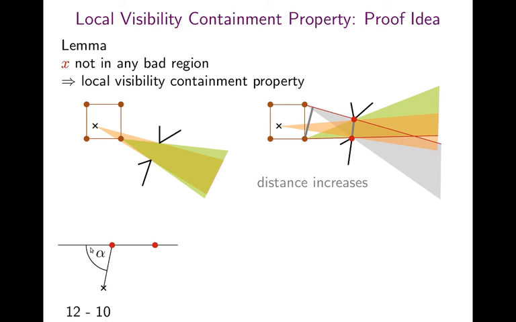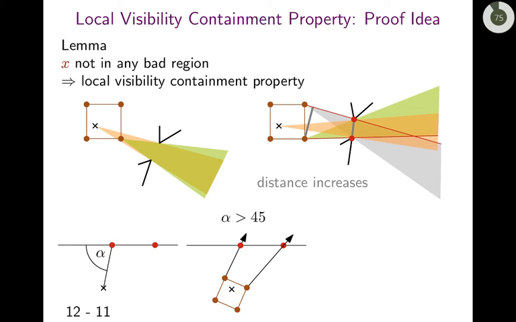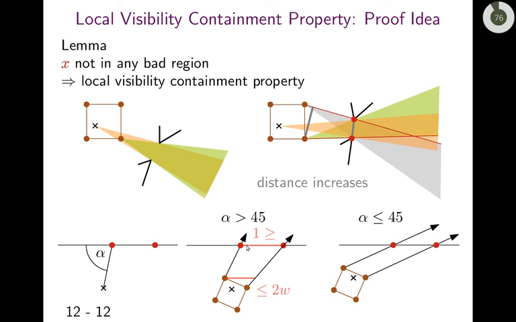We look at the angle between our X and this closer grid point. If it's larger than 45 degrees, we compare this horizontal distance here. We know this is at least 1, this is at most 2w. And if it's smaller than 45 degrees, then it cannot be too small, because otherwise X would be in a bad region. Then we compare this vertical distance, and as we are not in a bad region, this must be at least 2w, and this here can be at most 2w, because this distance is w. Okay, so this is a proof idea.